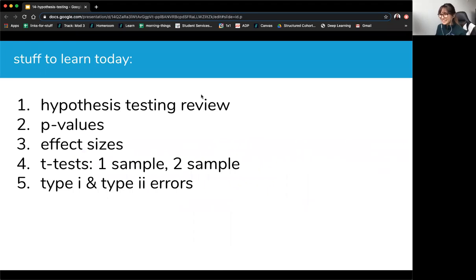So yeah, hypothesis testing review, p-values. Oh, we're also going to talk a little bit about effect sizes. Really quick definition, because effect sizes does come back in, I want to say topic 15 or 16. Effect sizes is something that we'll talk about with A-B testing, whichever one that is. And then we'll talk about two more tests. Both of them I have examples to go with. And then at the end, type 1 and type 2 errors.